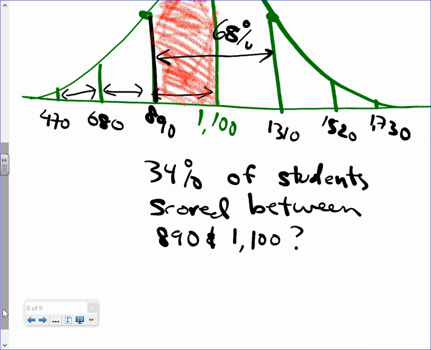Now if I ask, how many actual students actually scored that? What was the number of students? Don't give it to me in percent. How many students actually scored between 890 and 1,100? How would you figure out exactly how many students scored between 890 and 1,100? We got the percent.